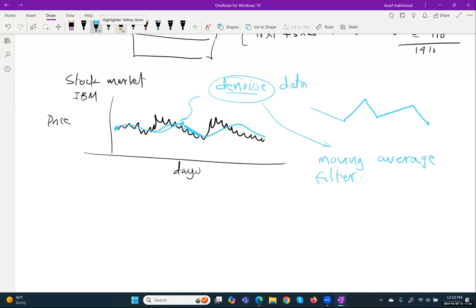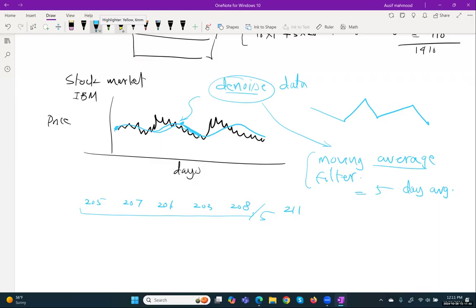A moving average filter is very, very easy. Suppose on day one the price is 205, next day 207, next day 201, next day 203, next day 208. It's moving up and down. So you decide how many days you want to take the average over, for example a 5-day average. You add up the 5 days and divide by 5. Suppose the next day is 211.